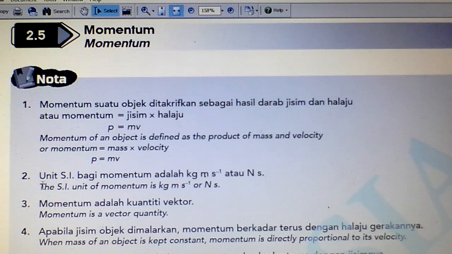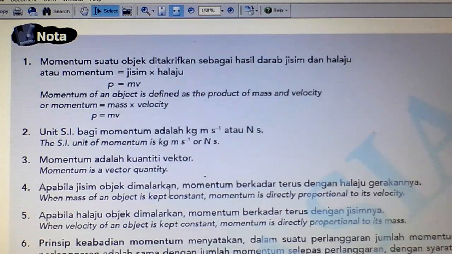Number 2, the SI unit for momentum is kg meter second negative 1 or Newton second. So these two are equivalent units. Normally we use kg meter second negative 1. Number 3, momentum is a vector quantity, so it has direction. The direction is the same as the direction of velocity.